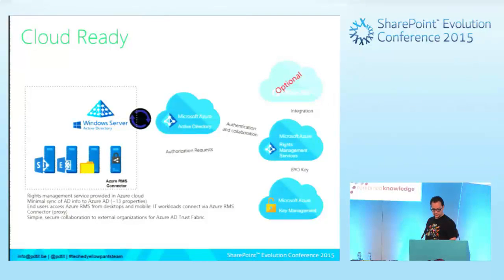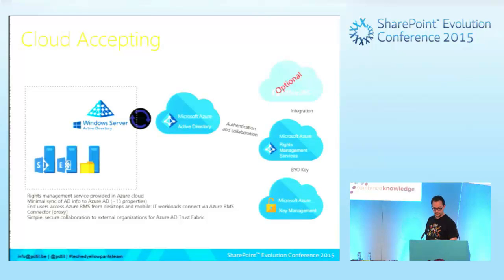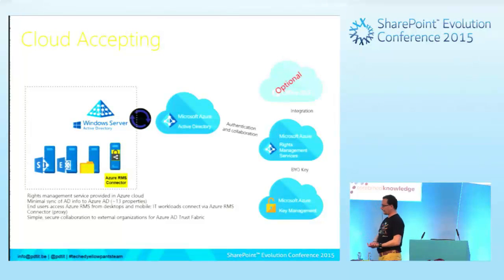Now, what if you're not the full cloud user? You have some stuff running on-premise and some stuff running in the cloud. Well, that's pretty easy. It's exactly the same. The only component that's different is an Azure Rights Management Service connector. On your on-premise file server, with all your secure data on it, you install the Azure Rights Management connector. It's talking with Azure AD Premium, and everything else is the same.